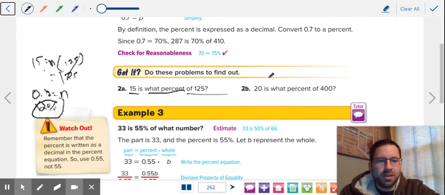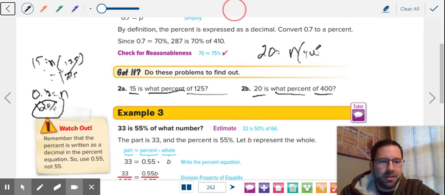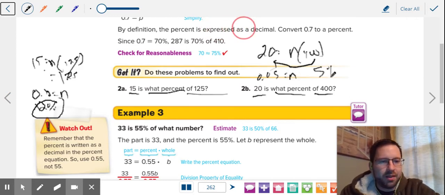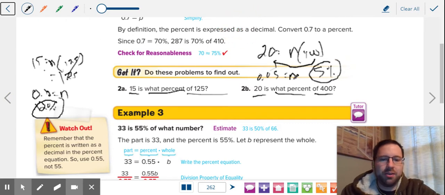So try another one. 20 is what percent of 400? So 20 is the part out of 400. Same basic thing here. We're going to take this 400 divided into 20. 20 divided by 400. And as you get better at these, you get 0.05. Okay, that's the decimal. Times 100 is 5%. As you get used to these, you'll get quicker and quicker. So you notice there's a lot less work that goes with it.